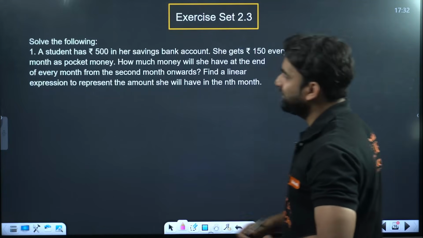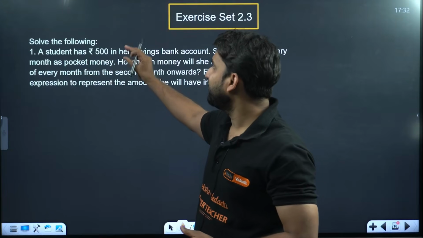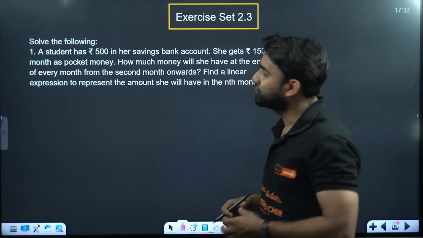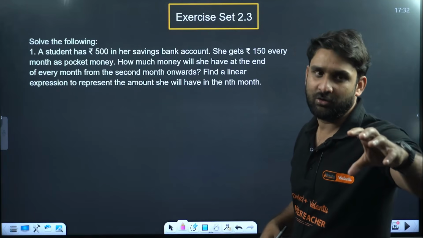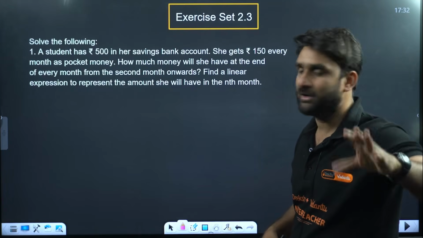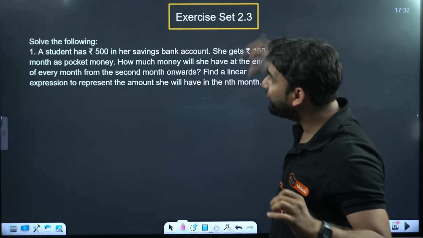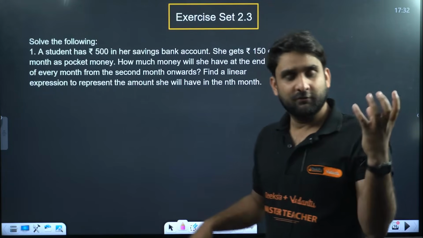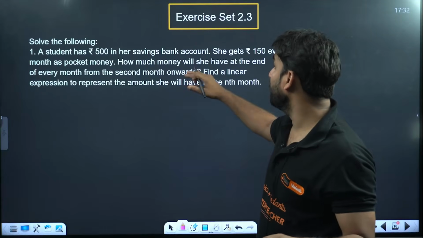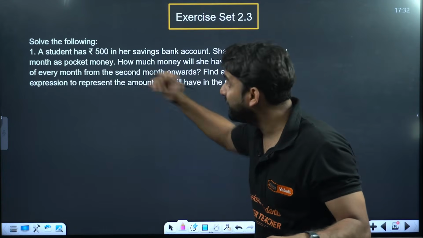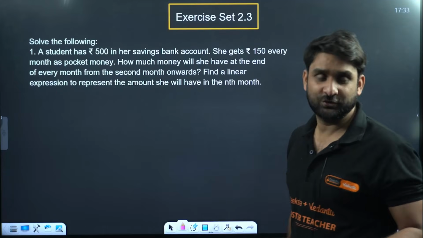Very good. So basically the question says that a student has 500 in her saving account. So 500 rupees she has already in her saving account. 500 rupees is already deposited. Now she gets rupees 150 every month as pocket money. She is getting 150 rupees every month as pocket money. How much money will she have at the end of every month from the second month onwards? So this is the question.